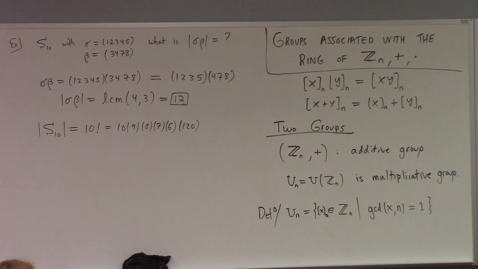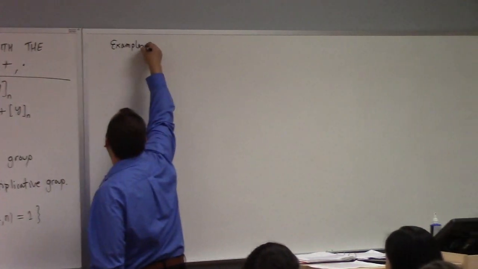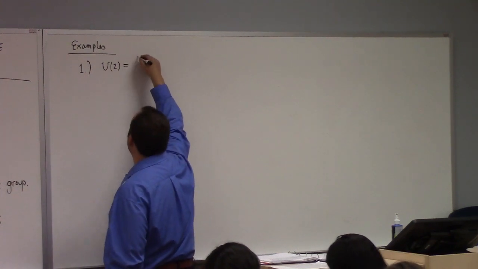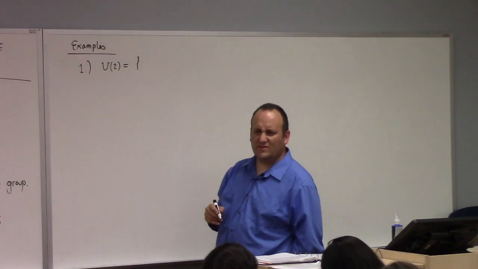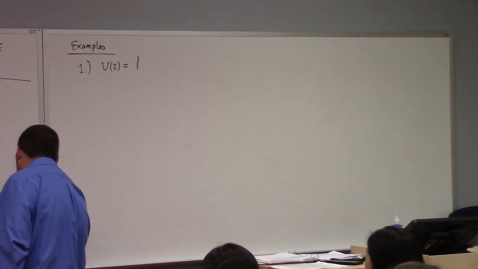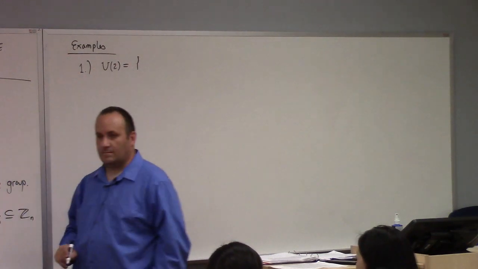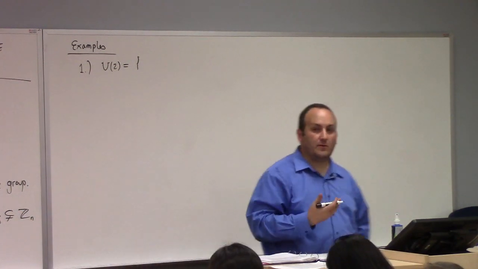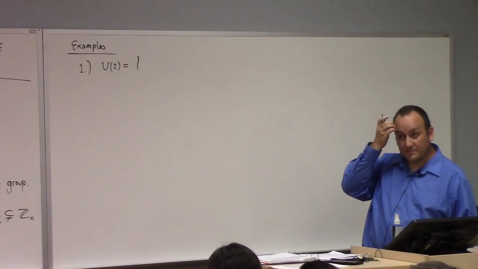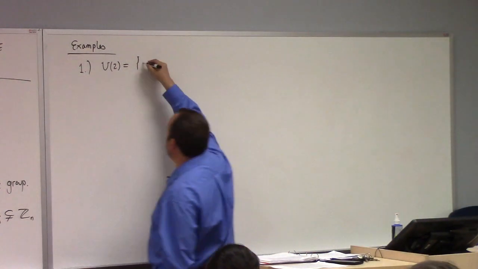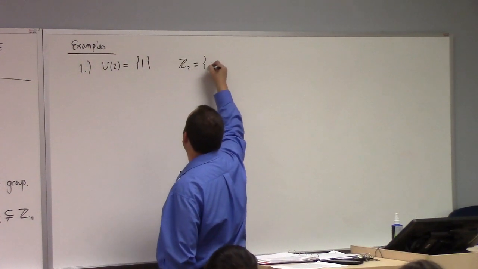So before I prove to you that that's a group, let me just list a few of these basic examples. First example, U2. What is in U2? This is going to be a subset of Zn, and it's not the whole thing. I know that for sure. How do I know that for sure? Because 0 does not have a multiplicative inverse, so that's not in there. But anyway, U2 just has 1. In contrast, Z2 has 0 and 1.